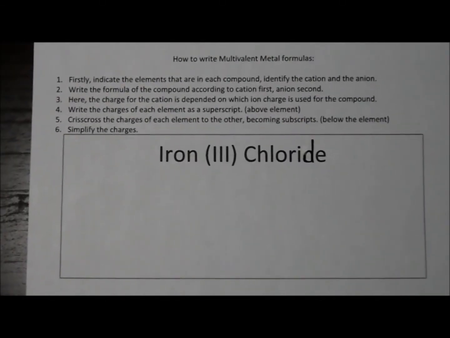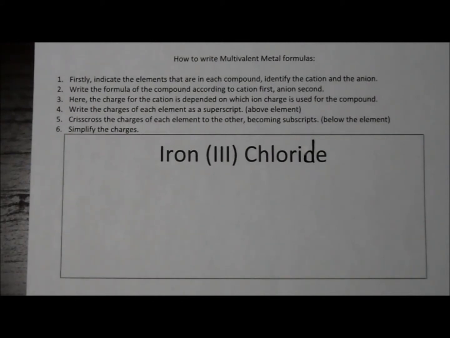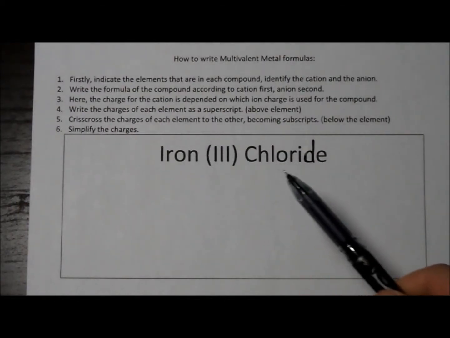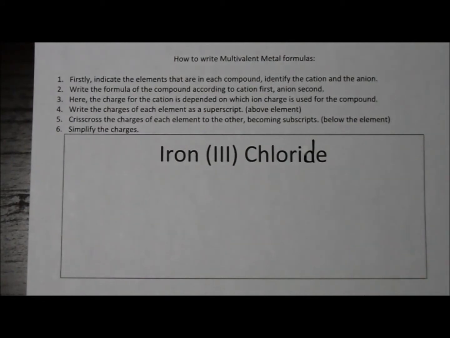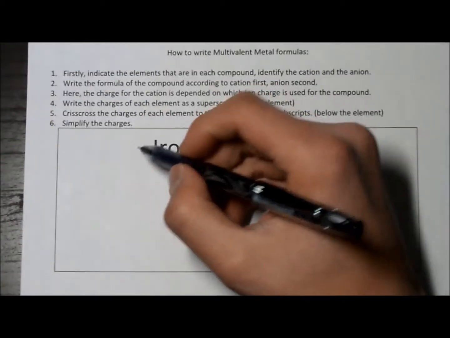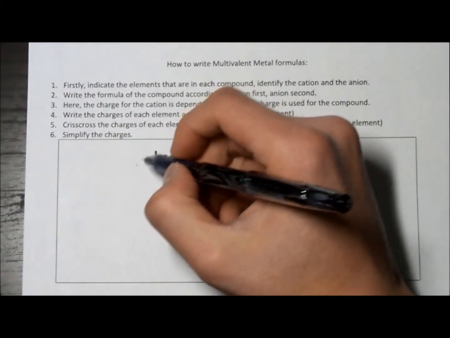Now we are going to learn how to write multivalent metal formulas. Previously we just learned how to name multivalent metals, and now we're going to work backwards to find the formula. The first step is to indicate the elements that are in each compound and to identify the cation and the anion. So we have iron(III) chloride. We know that iron is the cation and chlorine is the anion. So that is the first step. No need for writing anything. I'm just going to put that over here so we don't forget.